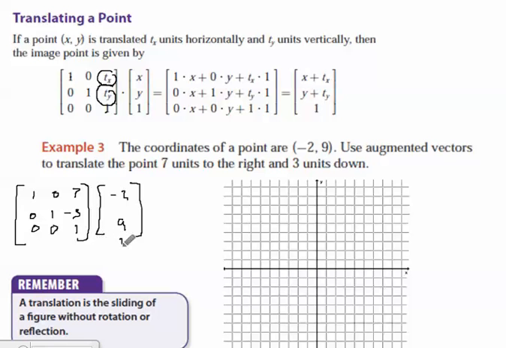And I got to put a 1 down there at the bottom to make it work out so that I can multiply. Okay? 1 times -2 plus 7 times 1 gives me -5. 9 times 9 plus -3 gives me a 6. And then this is going to give me a 1 there. There's my new point, -5, 6.